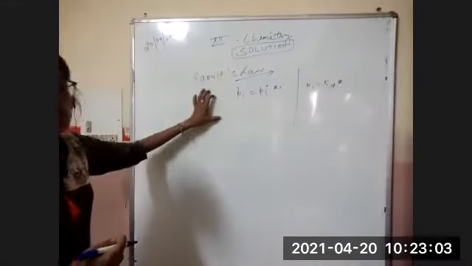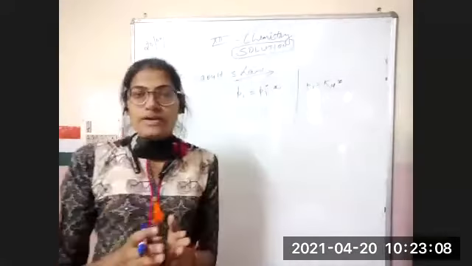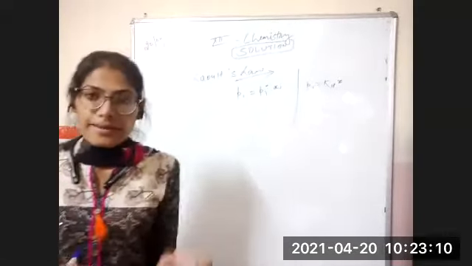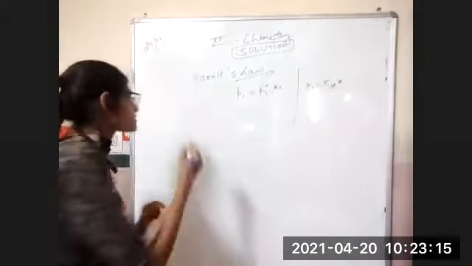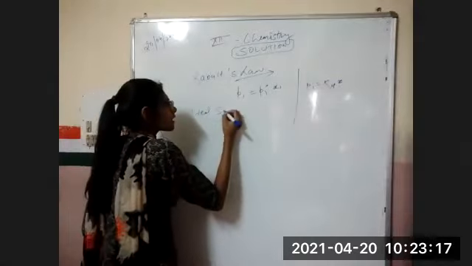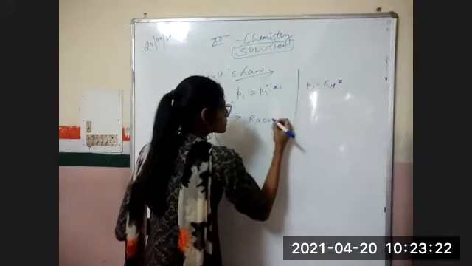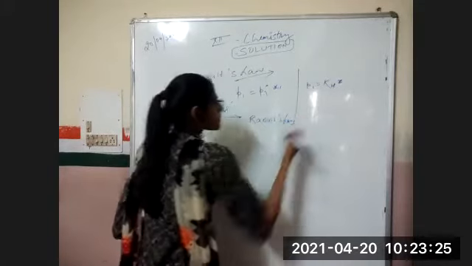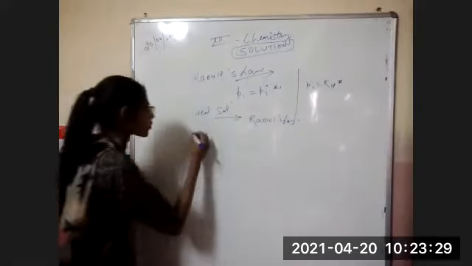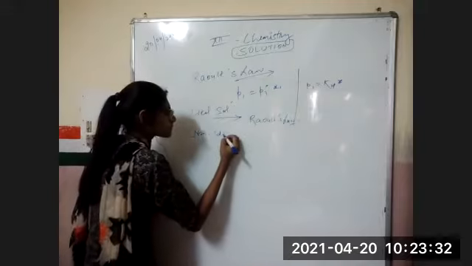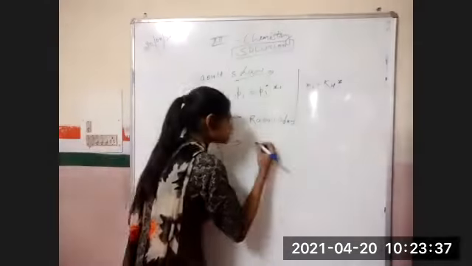Now, with the help of Raoult's law, we have said that we have two different types of solution, that is ideal solution and non-ideal solution. If I start with ideal solution, we have discussed that ideal solutions are those which obey Raoult's law. Ideal solutions obey Raoult's law, whereas non-ideal solutions do not obey Raoult's law.